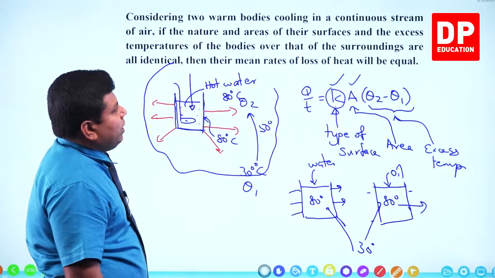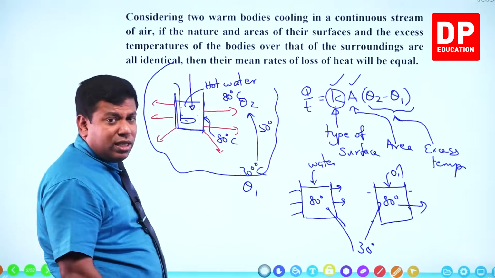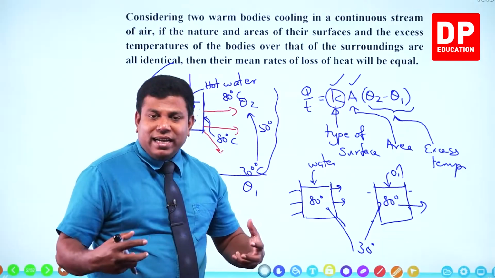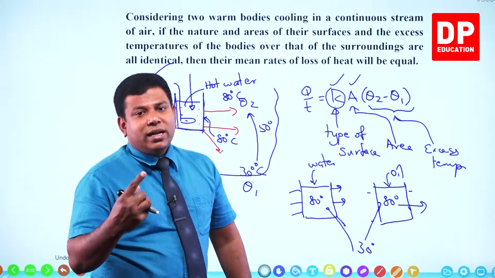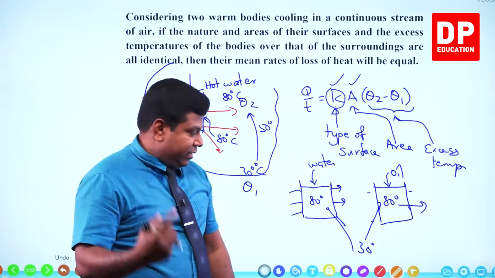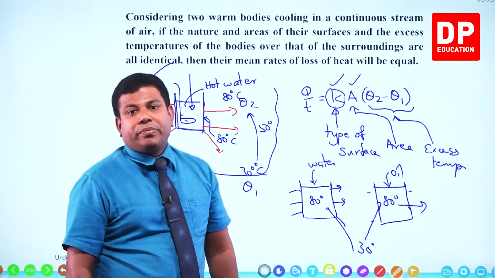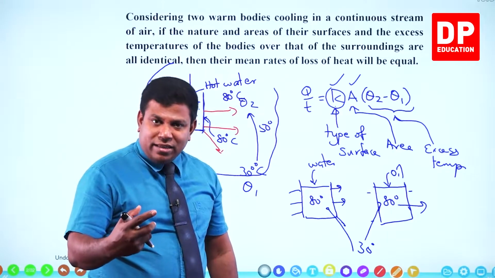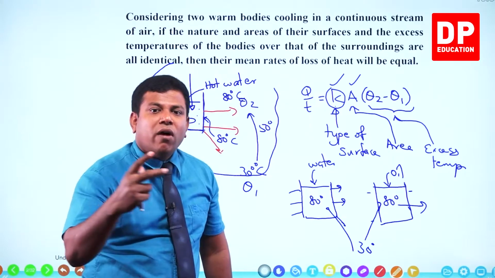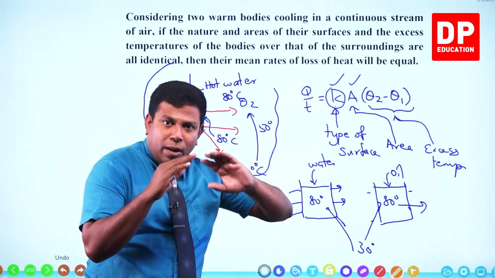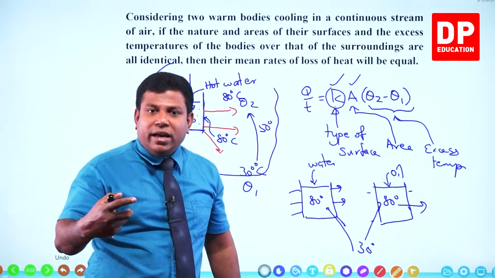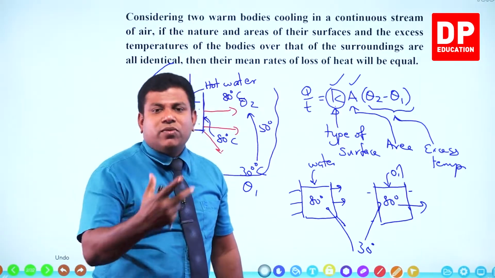Considering two warm bodies cooling in a continuous stream of air. Why do they say continuous stream of air? Listen, when heat is released from this calorimeter, the air molecules around it are going to get that heat, and sometimes their temperature might increase from 30 degrees. To avoid that, to maintain the surroundings at 30 degrees itself, you give a continuous flow of air. So no air molecules stay around this calorimeter for a longer time. Whichever ones get the heat will keep moving, because there is continuous flow of air.